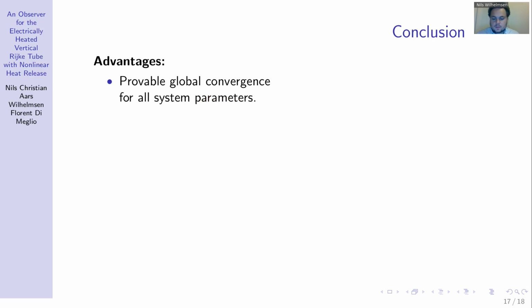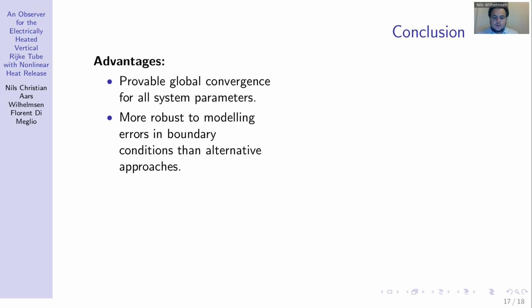So, in conclusion, what conclusions can we draw? The observer derived has certain advantages, such as having provable global convergence for all system parameters. Also, as we saw in the simulation, it is more robust to modeling errors in the boundary conditions than alternative approaches.